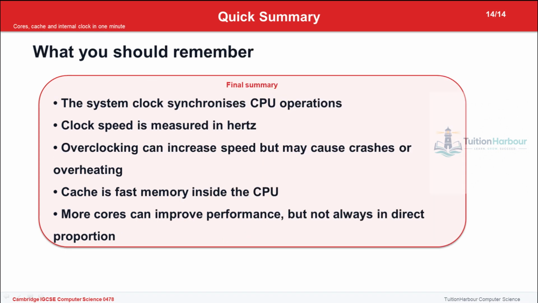Summary. The system clock synchronizes CPU operations. Clock speed is measured in hertz. Cache gives the CPU faster access to frequently used data. More cores can process more tasks, but performance may not increase in direct proportion. Overclocking may improve speed, but it also increases risk.